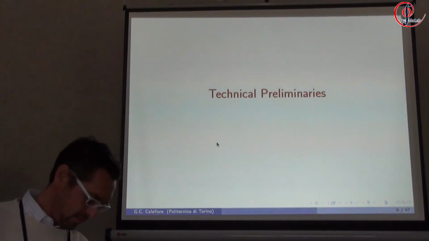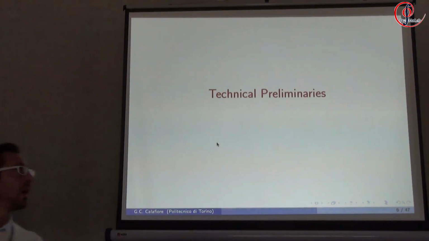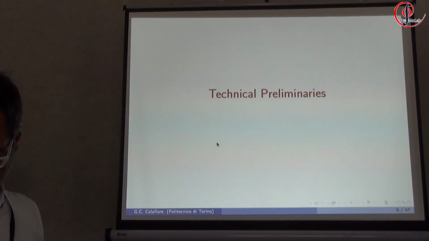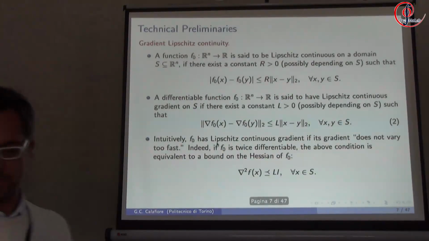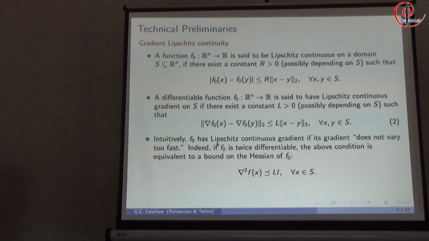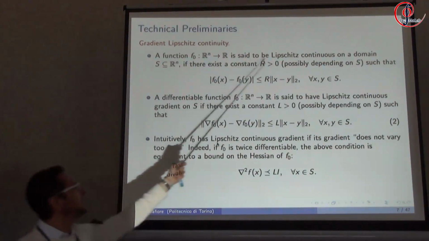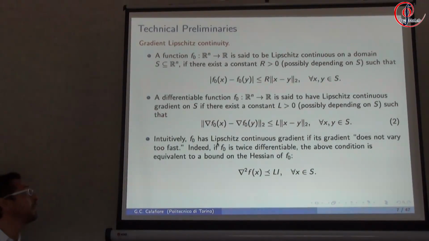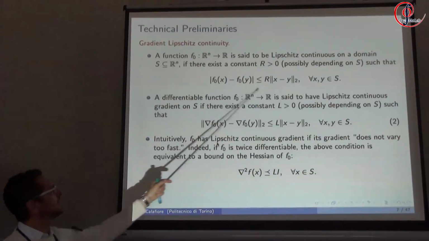So now, maybe just before lunch, I have a very, very boring part on technical preliminaries. Okay, so please excuse me, but we need some technical preliminaries and definitions. Maybe most of these are very well known to everybody, but a function is said to be Lipschitz continuous on some domain if there exists a constant such that such relation holds.